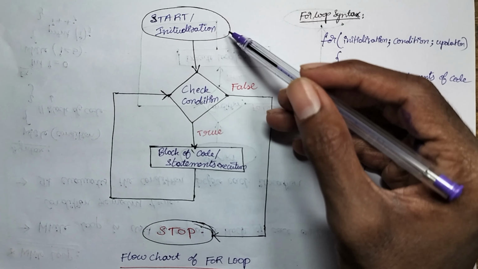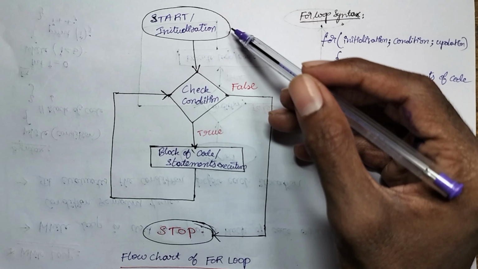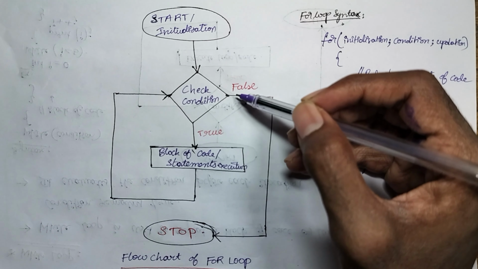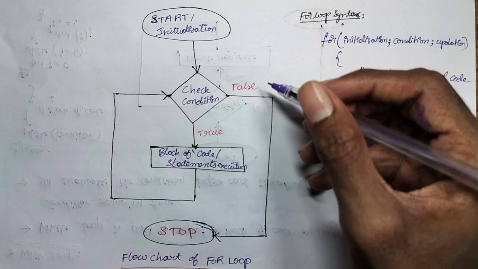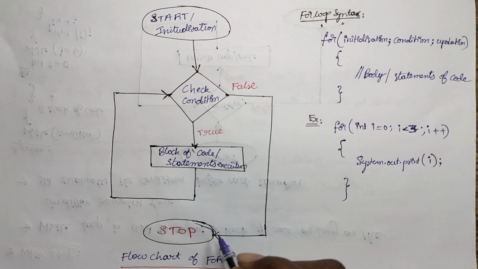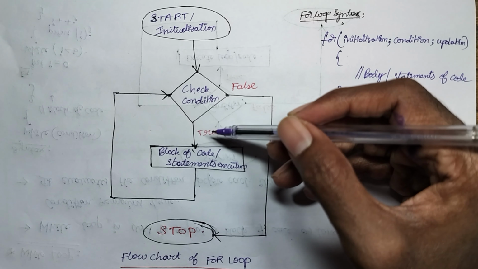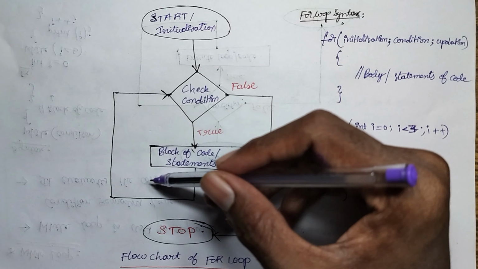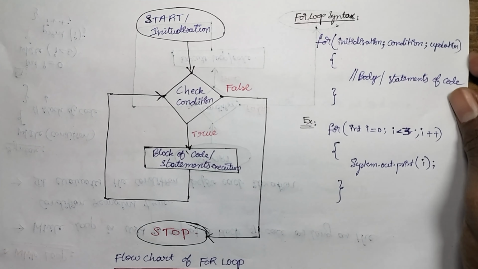Here the loop initialization will start, and it will check the condition. If the condition is false, then the loop will stop its iteration. If it is true, the block of code or statements is executed, and then it will again check the condition.